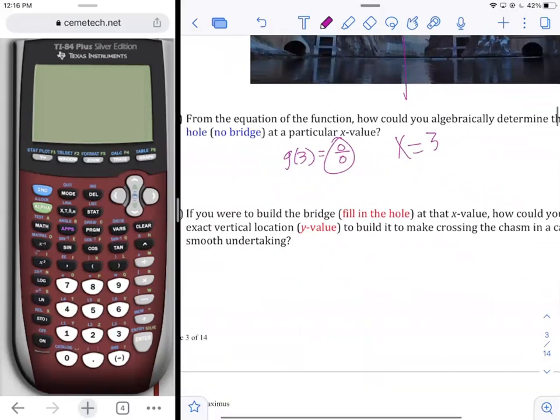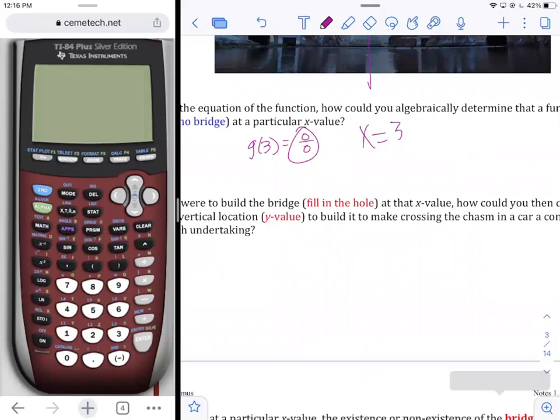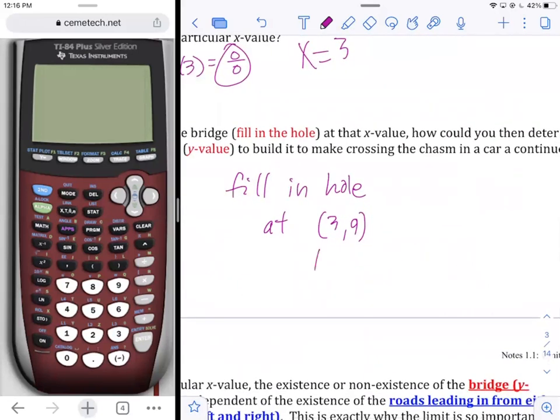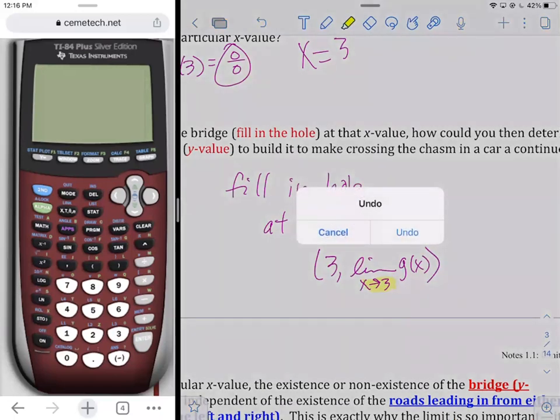If you were to build the bridge and fill the hole, at what value? Well, we would fill it in. You fill in the hole at the point (3, 9), right? Which ends up being the same as (3, the limit as x goes to 3 of g of x). Now notice what I didn't put here for the first time. I didn't put plus or minus, and that's going to lead into a theory that we're about to have.